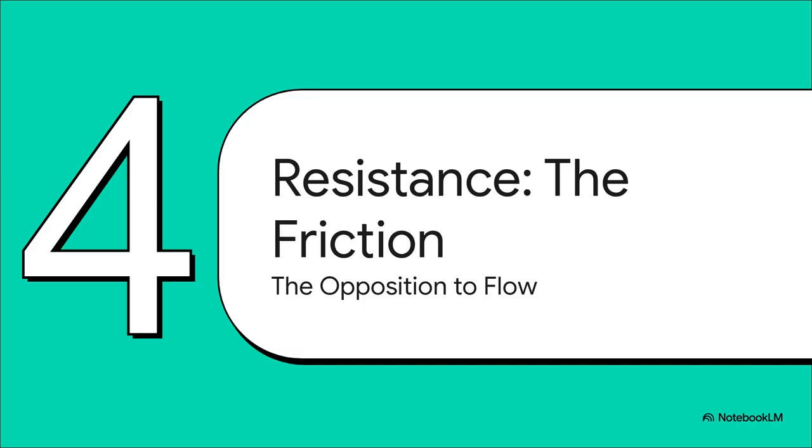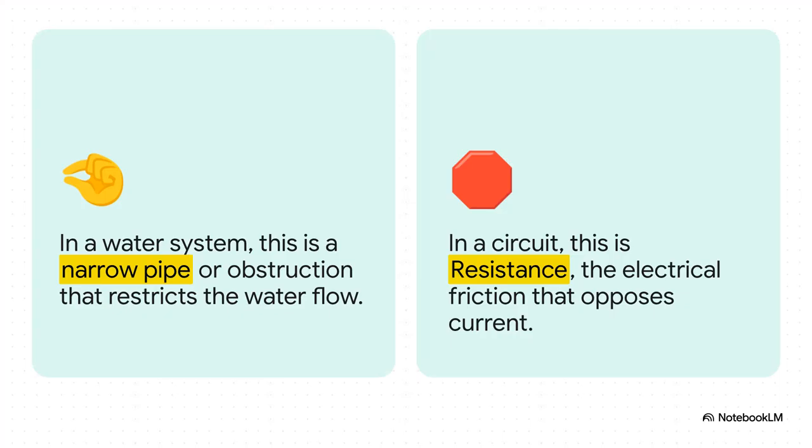Okay, so we've got a push, that's voltage, and we've got a flow, that's current. So what stops that flow from just being infinite? What's holding it back? That's where our third and final piece of the puzzle comes in, resistance. Let's finish up our water analogy, because it works perfectly here too. So imagine that pipe the water's flowing through.